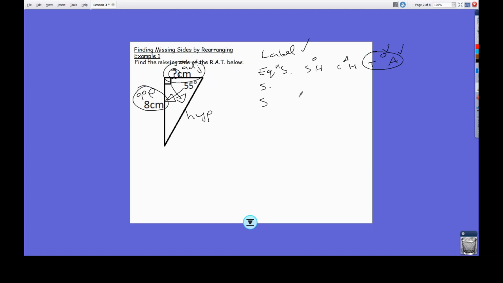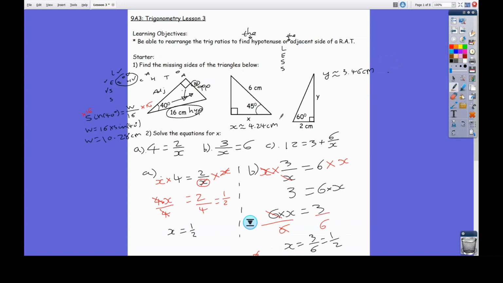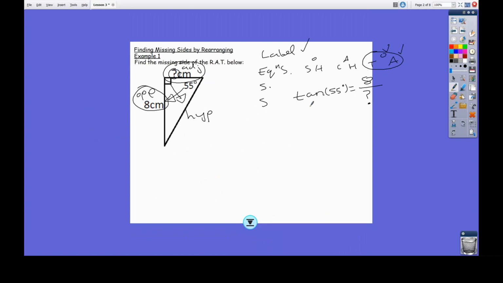Now we can write it. So we have tan of 55 degrees is equal to opposite divided by adjacent. Well, the opposite is 8. And my adjacent, I don't know. It's just a question mark. Very mysterious. So now we really have a similar problem to the ones that we dealt with over here, these ones in part 2 of the starter. 4 equals 2 over x, times both sides by x, divide both sides by 4. It's very, very similar to what we just had.